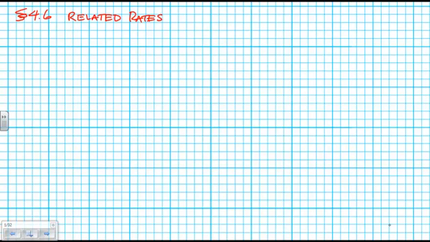Let's start with the balloon example. Does anyone know the formula for the volume of a sphere? Edmund. 4/3 pi r cubed is correct. It's got a cube in it because it's a volume. It's got a pi in it because it's circular. And the 4/3, we'll find that out later. That's the volume of a sphere.